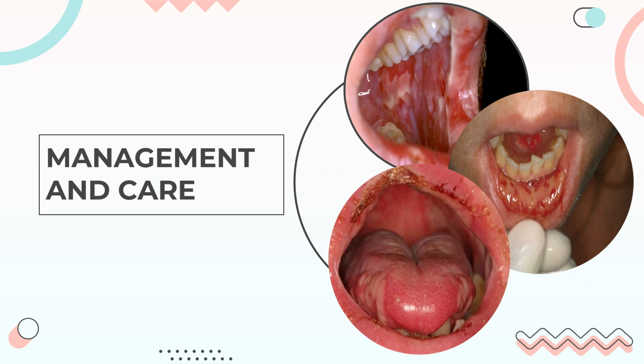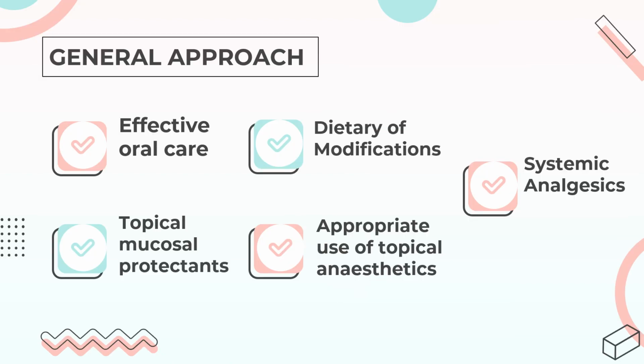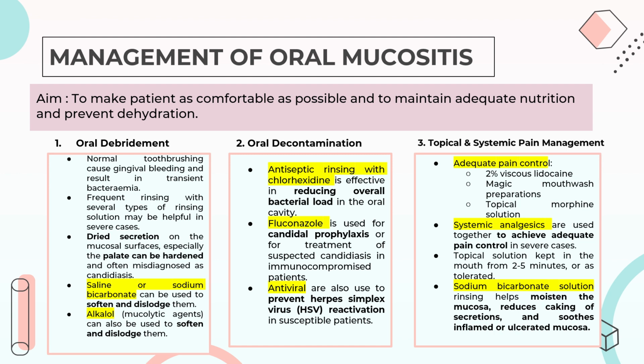Okay, now we will move on to the management and care for oral mucositis. Several general approaches have been listed for the management and care for oral mucositis. The first one is effective oral care. The next ones are topical mucosal protectants, dietary modifications, appropriate use of topical anesthetics, and the last one is systemic analgesics. The management of oral mucositis aims to make the patient as comfortable as possible, to maintain adequate nutrition and prevent dehydration.